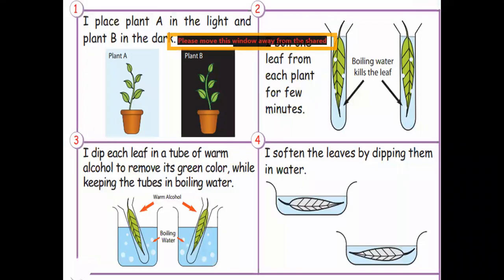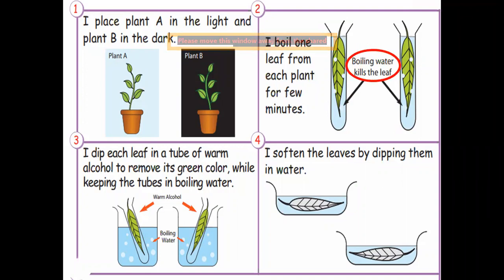So here in this experiment, we placed two leaves, one placed in light and the other in darkness. We took each leaf from each plant and we boiled them in water. Boiling water kills the leaf.